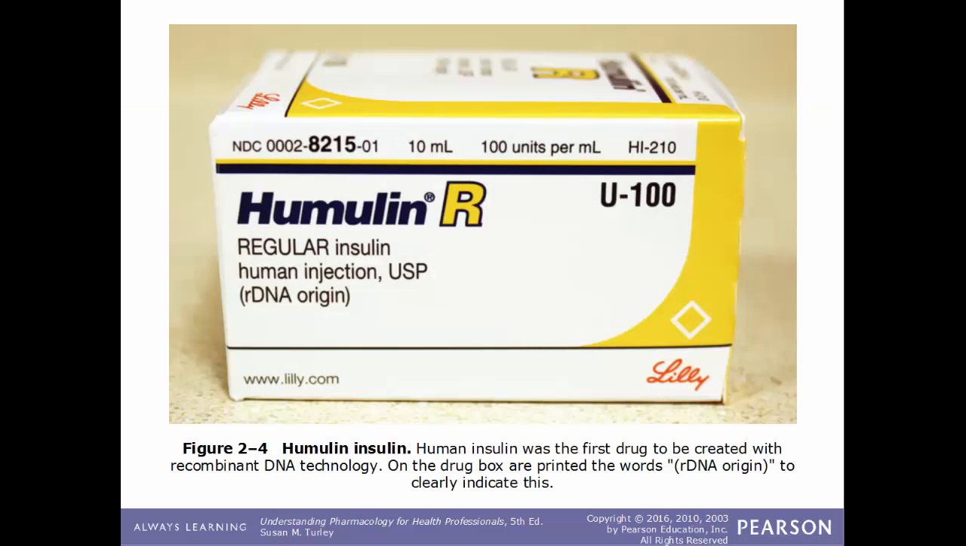Alright, in this image we have an example of Humulin, which is the first drug to be created with recombinant DNA technology. This is a human form of insulin. And if we look on the box, you'll see rDNA origin, recombinant DNA origin.